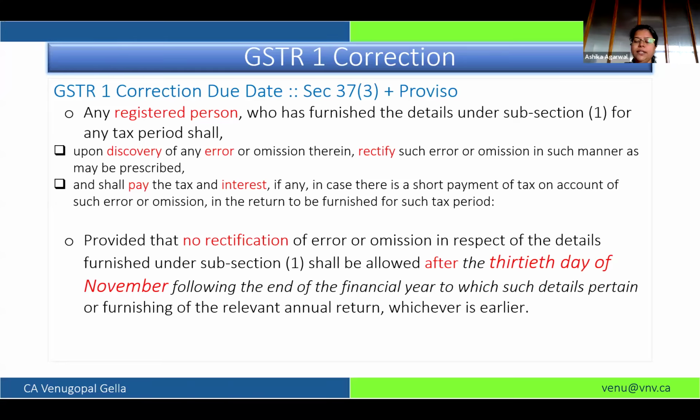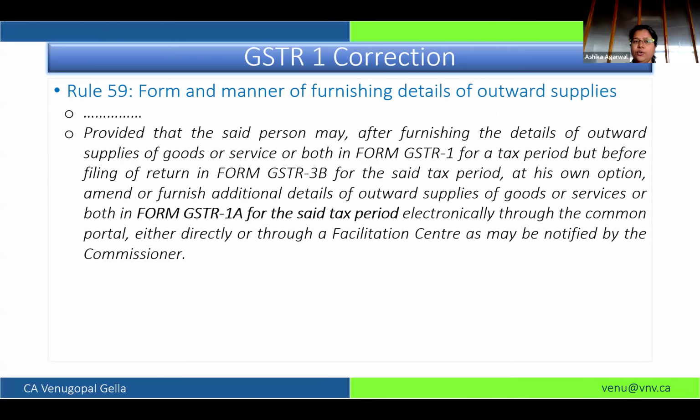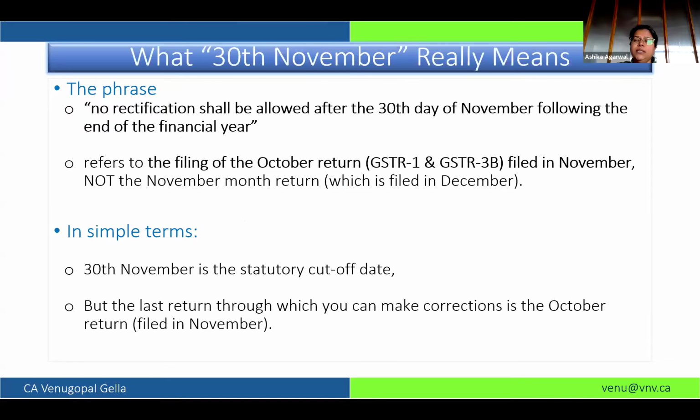Now, this 30th November, which we are specifying so many times, doesn't mean that November is the month in which you can do the rectification. It ended with October. So your October GSTR 1 and GSTR 3B is the one which plays the role, because it is the October month GST returns which you are going to file by 20th November. The November GST return will be filed by 20th December, or GSTR 1 by 11th December, which will go beyond November 30. So the deadline becomes October.